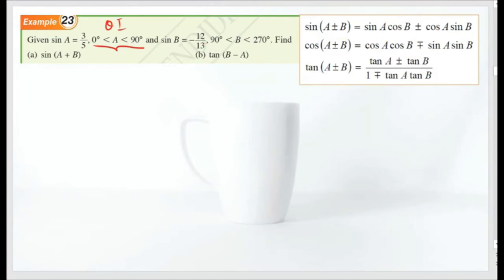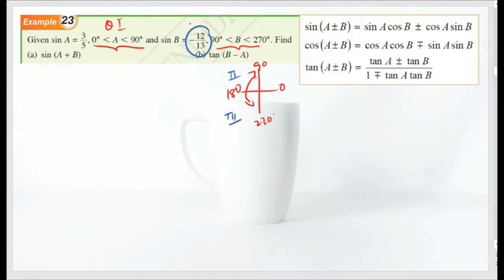Then for sine B, it gives you the range between 90 to 270. So from 90 degree, 180, to 270. So it means that it will be in the range from 90 to 270. So not necessarily the answer will be in one quadrant only. So either quadrant 2 or quadrant 3. So we need to check how we are going to know whether it is in the second quadrant or third quadrant. So look at here. This is negative, right?